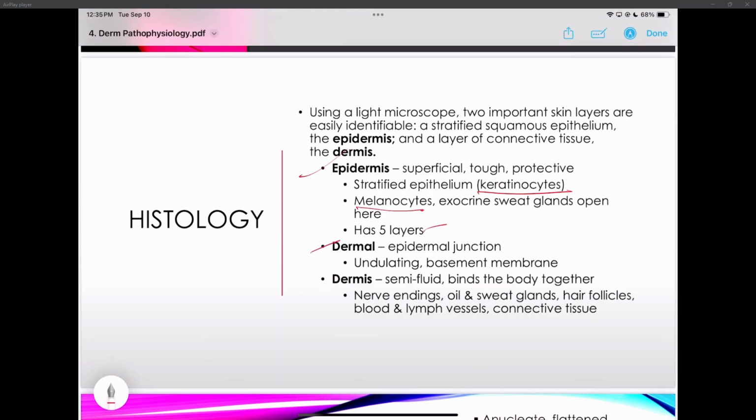Then we have the dermal layer. There's this dermal-epidermal junction. It's an undulating basement membrane. Basically, it separates the dermis from the epidermis. And the dermis, semi-fluid, binds the body together. The dermis is where the tattoos go. They're in the dermis layer, not in the epidermis. That's why tattoos never go away, because the epidermis is always sloughing its skin and regenerating, but the dermis is constant, and those pigments get lodged in there and they stay there.